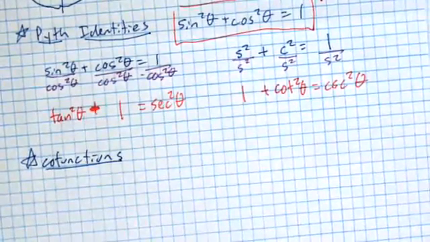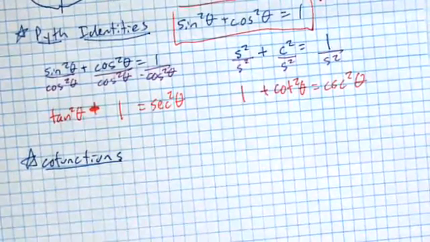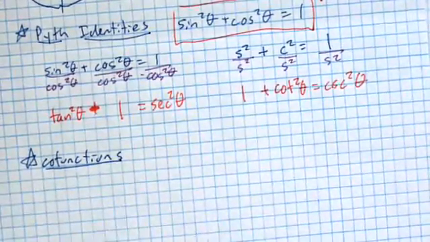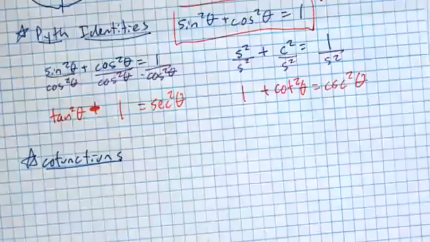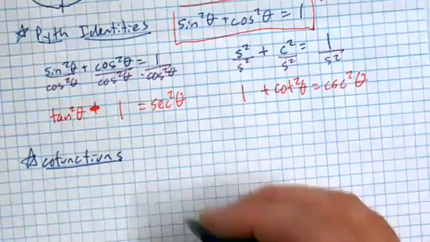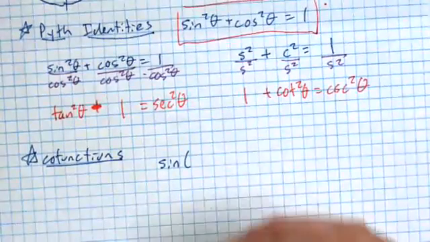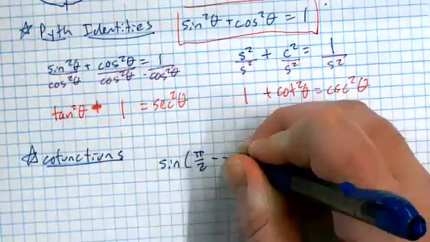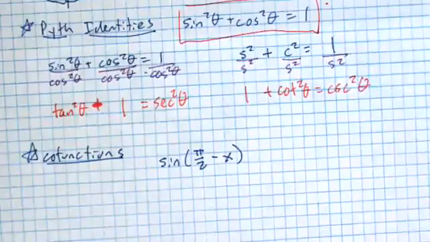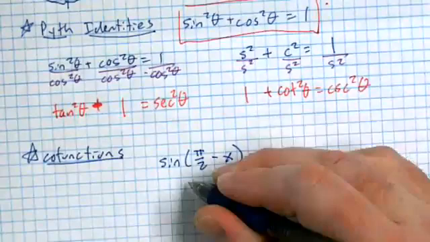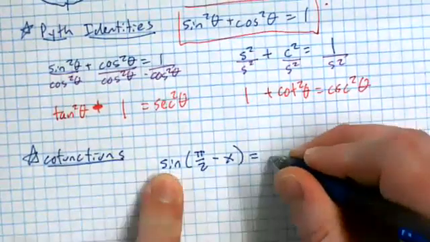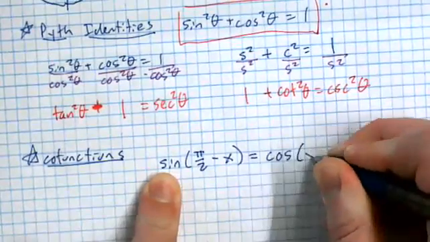So when I say cofunctions, I'm talking about sine and cosine being cofunctions, right? Because there's sine and then there's the other one that's the same thing except it's got co in front of it. Tangent and cotangent are cofunctions. Secant and cosecant are cofunctions. And it turns out that if I take the sine of pi over 2 minus x, I'm going to get the cofunction of just x. So this is sine, so this is going to be the cosine of just x.